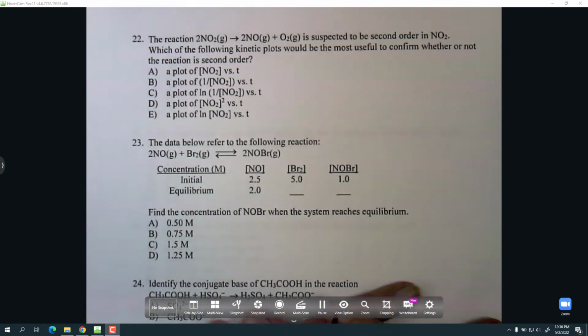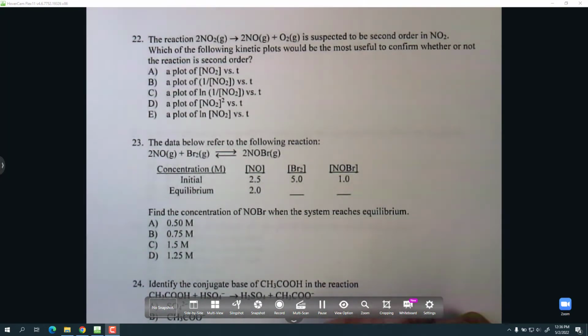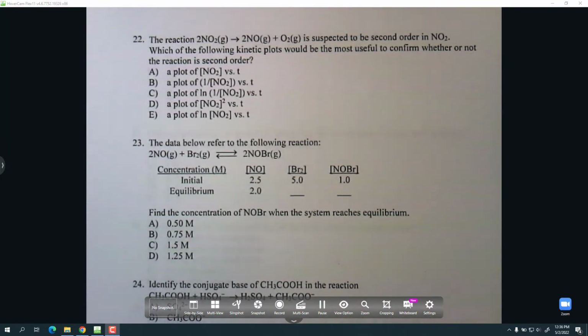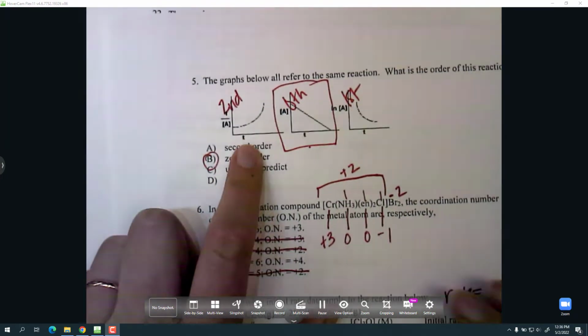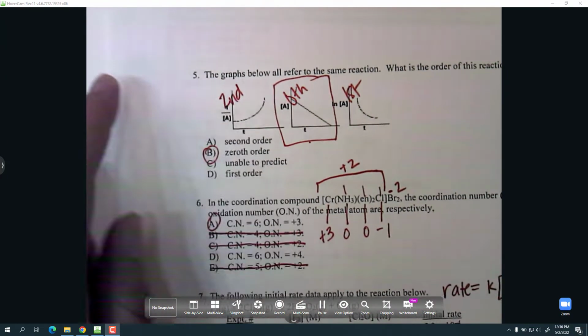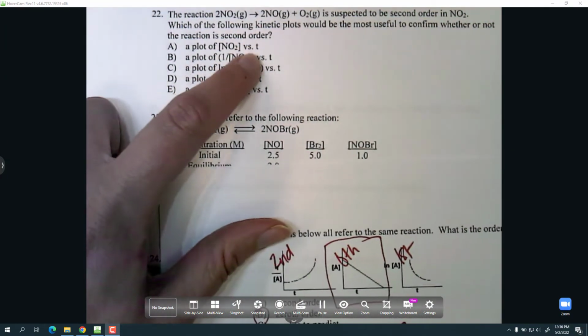All right, the reaction is expected to be second order. Which of the following kinetic plots would be the most useful to confirm whether or not the reaction is second order? So we talked about this on page 2. Remember we made these plots? All of them were versus time. I think that's one of the variables. Nope, they're all versus time.